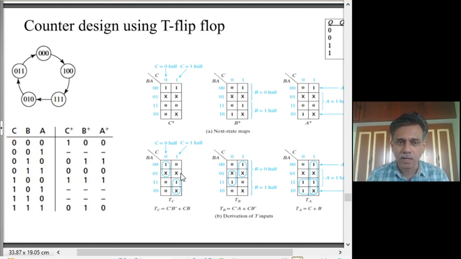Now that the technique is understood, we will carry it out for the B plus and A plus. But now we have to identify the two sub K maps that are relevant for the B plus and TB K maps. What are they? The B is equal to 0 half and B is equal to 1 half. You look at this one, these two rows are the ones for which B is equal to 0. So the first two rows correspond to B is equal to 0 half. The third and fourth rows are B is equal to 1. So that is B is equal to 1 half.